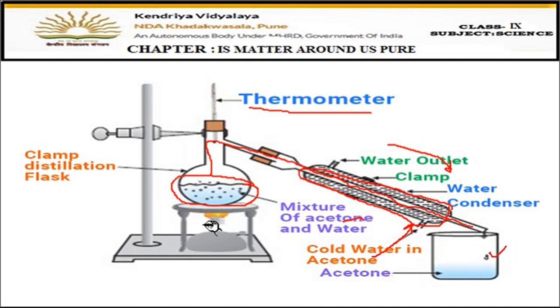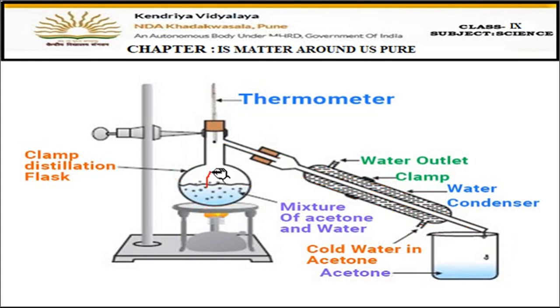So now suppose you started heating it. Once you start heating, we know that the boiling point of acetone is 56 and water's boiling point is 100 degrees. So which one of them will start boiling first? Acetone will start boiling first and will start converting into vapors. As soon as the temperature of 56 degrees Celsius comes, acetone will start converting into vapors. Water is still taking the heat; water has not boiled till now.